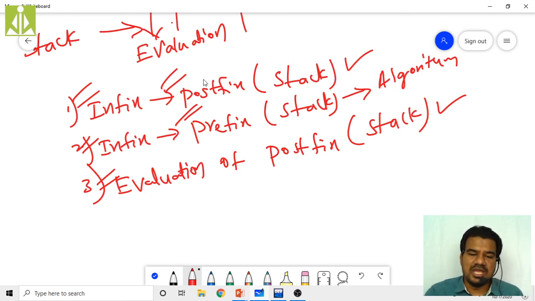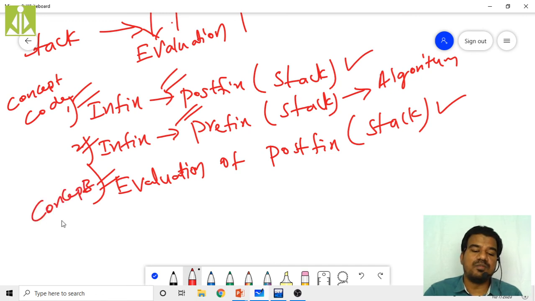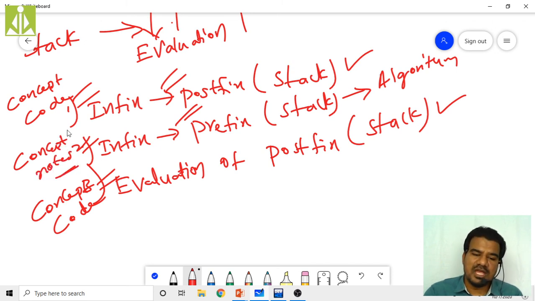So all these three, whatever I have given, infix to postfix, the concept and the code is very important. Evaluation of postfix, concept and code, very, very important. Both the things are LAQs. They are very important. Definitely you will get that question. And infix to prefix, we will discuss only the concept. Code is there in your notes, and only the concept is important here. Code is not that much important.